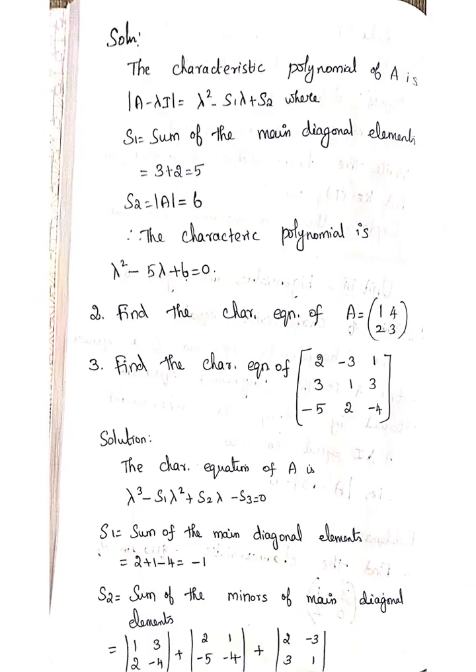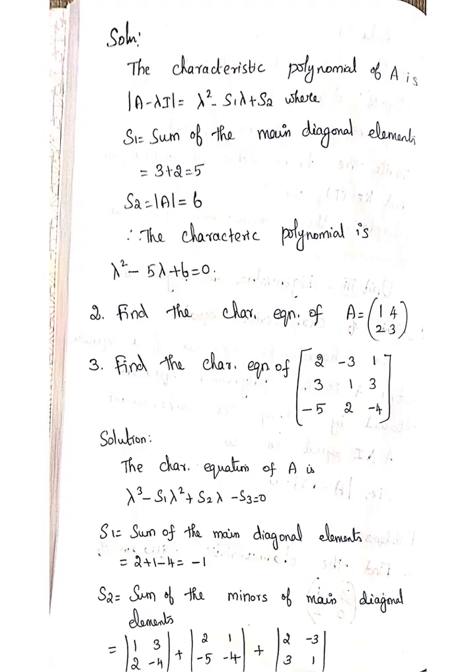The characteristic equation is of the form lambda square minus S1 lambda plus S2 is equal to 0. This is for only a 2 by 2 matrix. What is S1? S1 is the sum of the main diagonal elements and S2 is the determinant of A. After finding S1 and S2, substitute those values in the characteristic polynomial equation. We will get the characteristic equation.